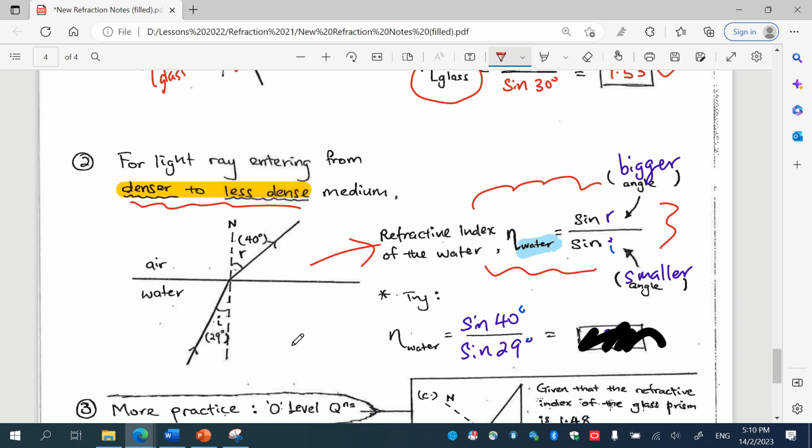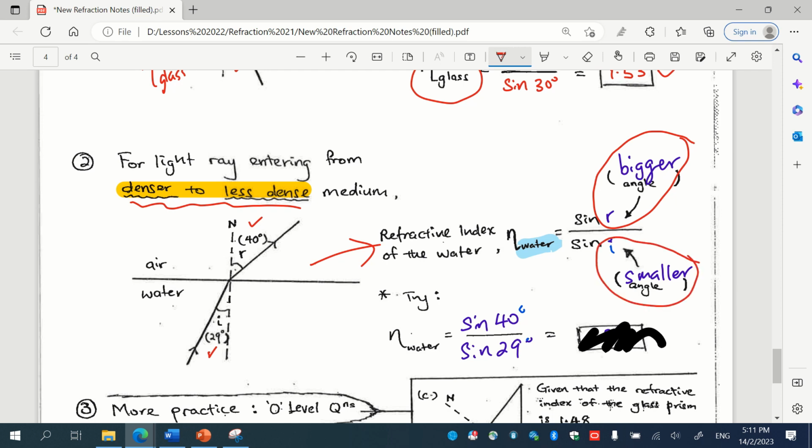Don't worry. Whatever diagram is given to you, identify your I and the R properly first. Then you must remember: sine the bigger angle on top, and sine the smaller angle below. So even if you forget whether I is on top or R is on top, don't worry. Identify your I and the R first, then put the bigger angle on top, smaller angle below.